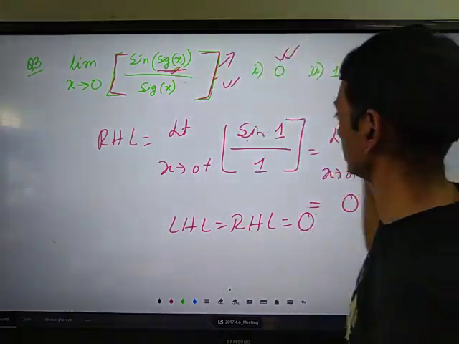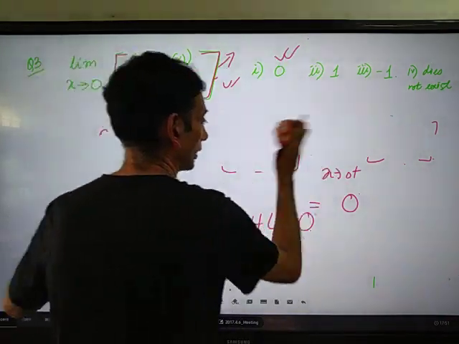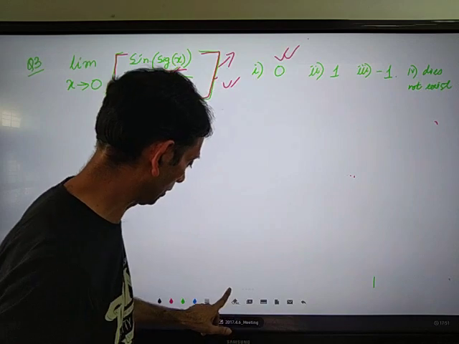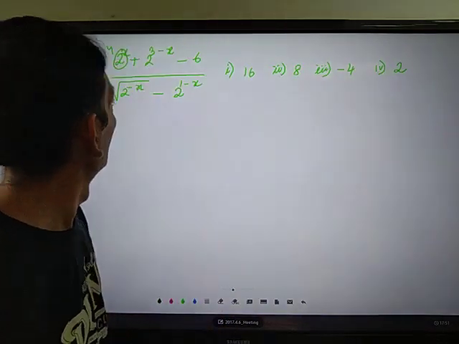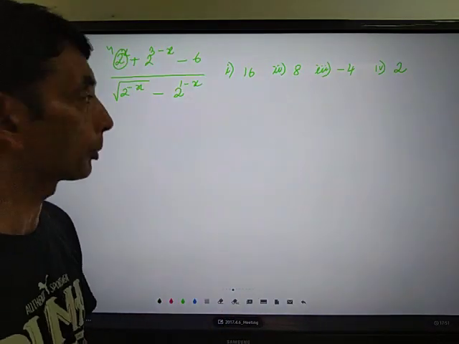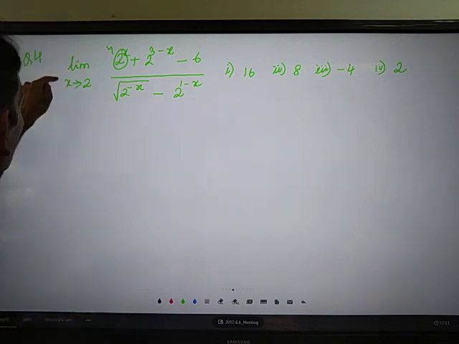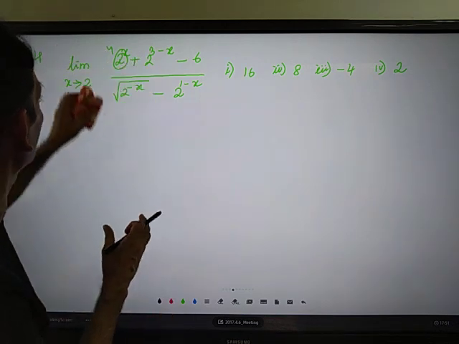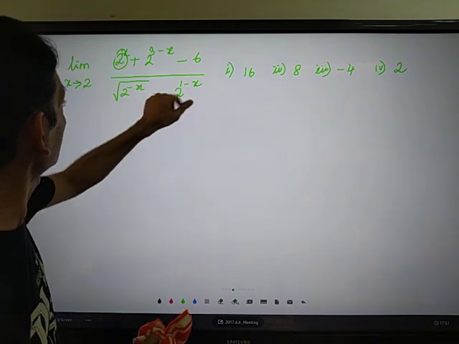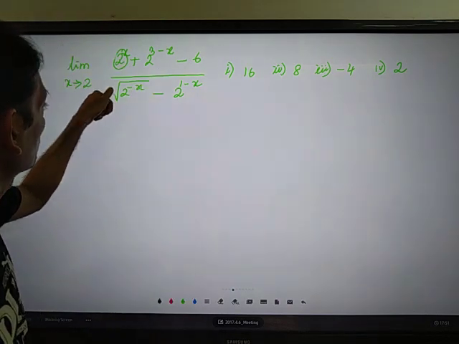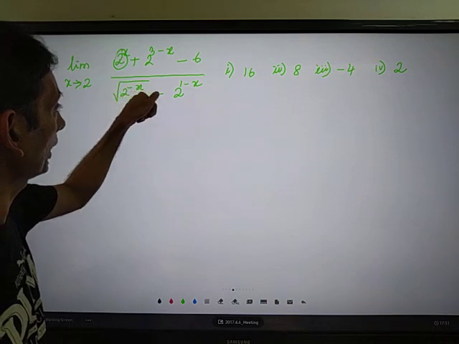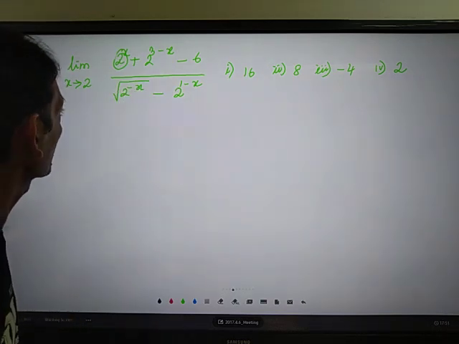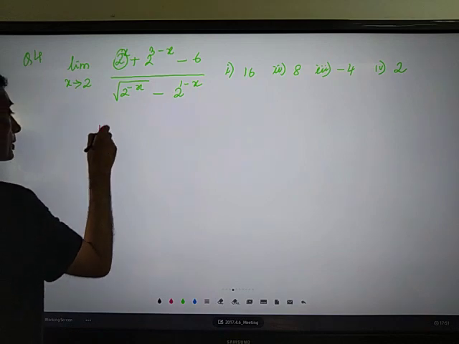Next, let us try another very important question. Limit x tends to 2 of 2 to the power x plus 2 to the power 3 minus x, minus 6, divided by the square root of 2 to the power minus 6 minus 2 to the power 1 minus x. So how to solve these questions? We just start in this way.